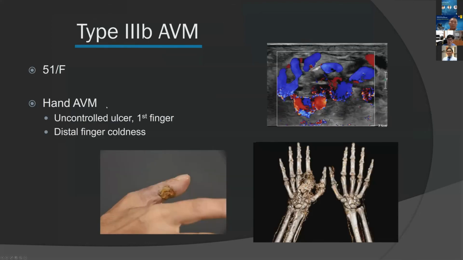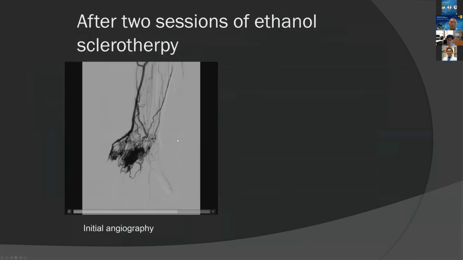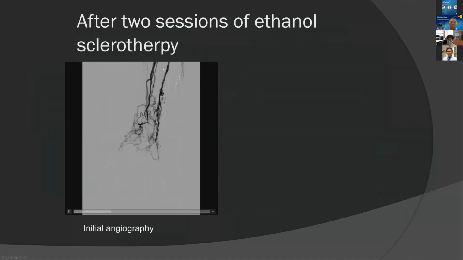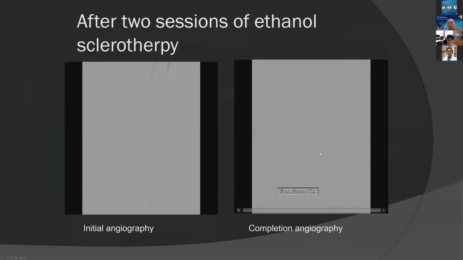This is an interesting case. The patient had a hand AVM with an uncontrolled finger ulcer and distal finger coldness. You can see the nidus here. Under arteriographic guidance, I inserted many needles into the target for nidus ablation. After 2 sessions of ethanol sclerotherapy, the lesion was markedly reduced.